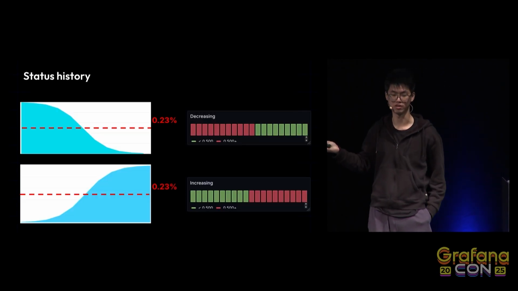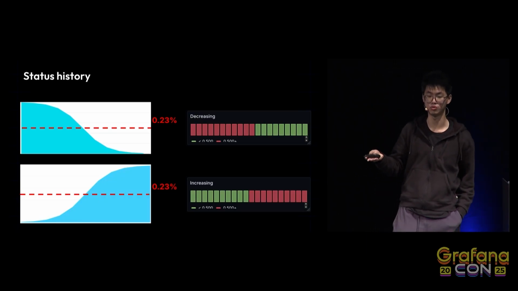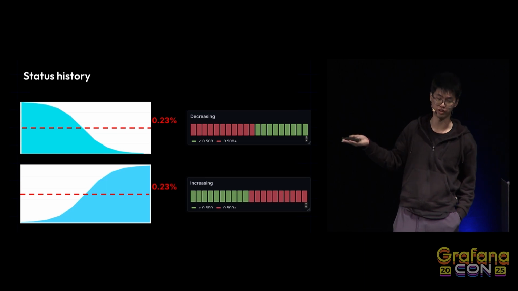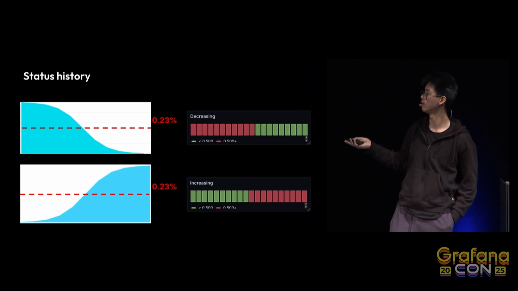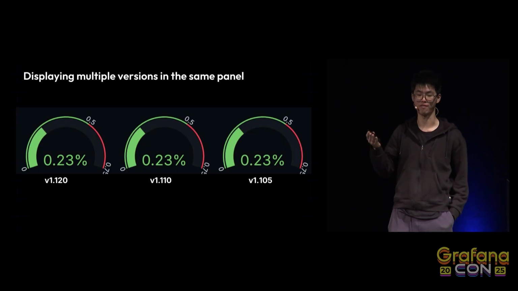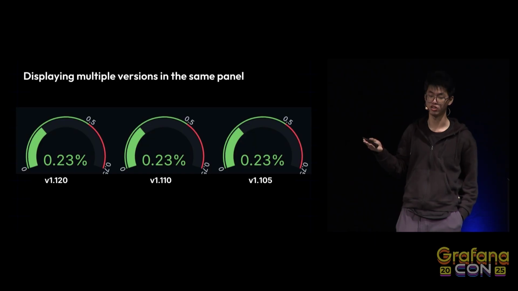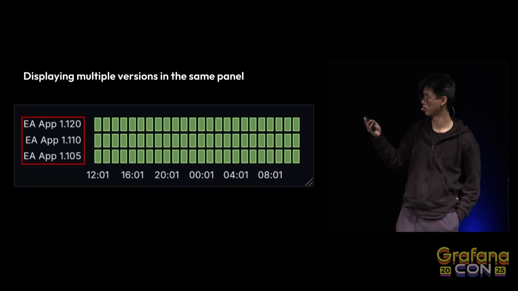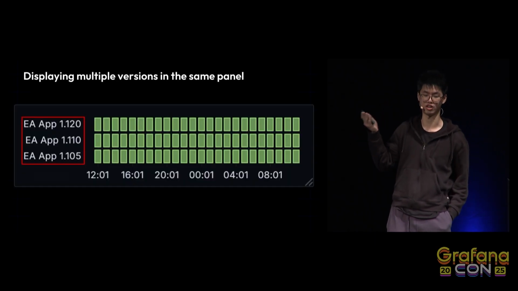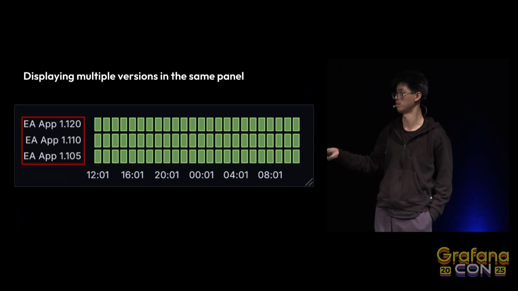For example, you can quickly spot patterns. Like, it's easy to see which metric is improving or which one is in trouble. It also lets us show lots of app versions in a compact way. Instead of having a gauge for each version, we can just have one status history panel that can automatically display the most popular versions in just one panel.